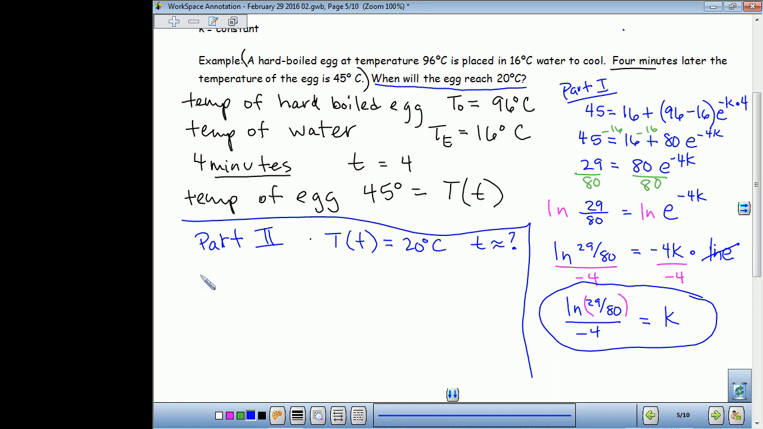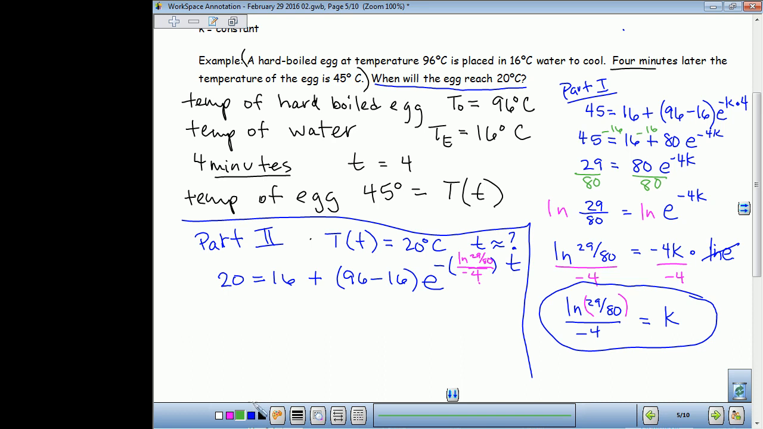So, we know everything we need to know. We know T of t is 20. The environment was 16. The initial was 96. The k is this beautiful number. Now, the cool part about this is, in the formula, it's negative k. And then k is negative. So what happens to a negative and a negative? They cancel. So I'm going to put them right here because every time people ask me what happens when I don't. So a negative and a negative cancel.